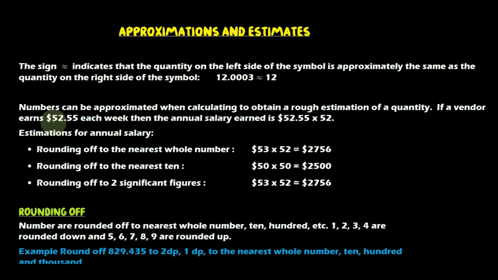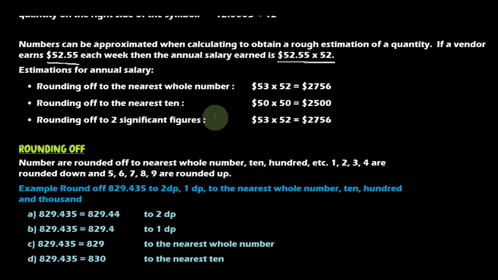Now, say we have a vendor. This vendor earns $52.55 each week. Then the annual salary will be $52.55 multiplied by 52 weeks, which make up a year. Now, estimate the annual salary, rounding off to the nearest whole number. To the nearest whole number, the money earned per week will be $53, and the weeks will still remain 52.